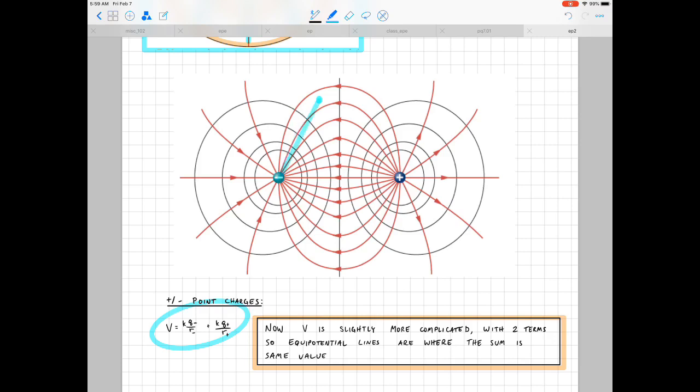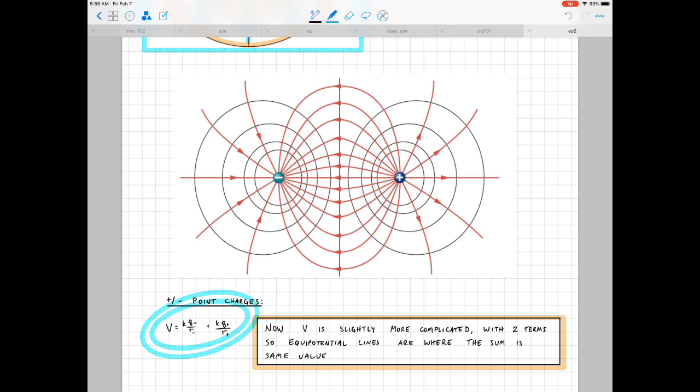Well, then I have to figure out the contribution to the potential due to the negative charge and also due to the positive charge. And so since the potential calculation is slightly more complicated, you need to add up two terms. Then the locations where the potential is the same value are the locations where the sum of this expression equals the same thing. And so when you do that, let's get rid of those lines.